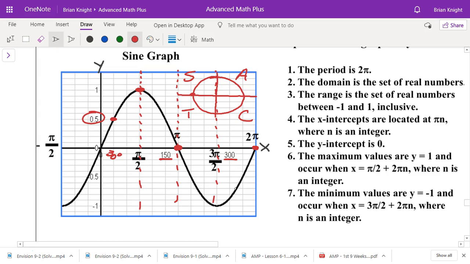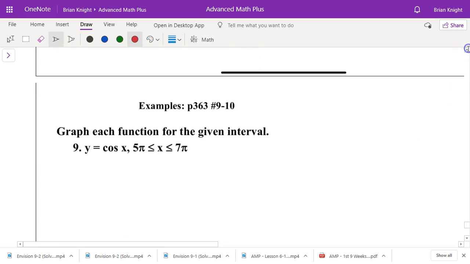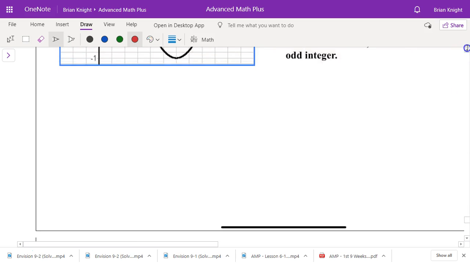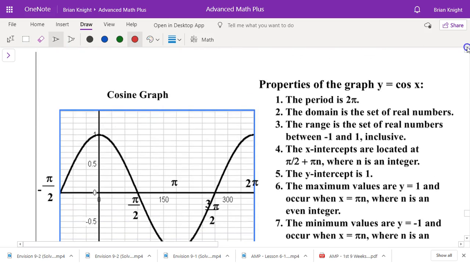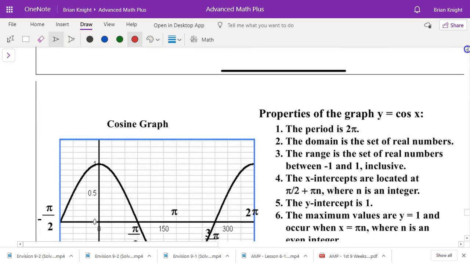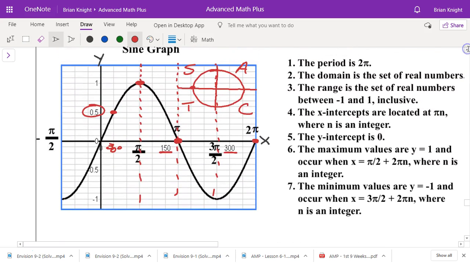Wow. All right. So here are the characteristics or the properties of the sine graph. Now, the properties of the sine graph and the properties of the cosine graph are very similar. They have lots in common.